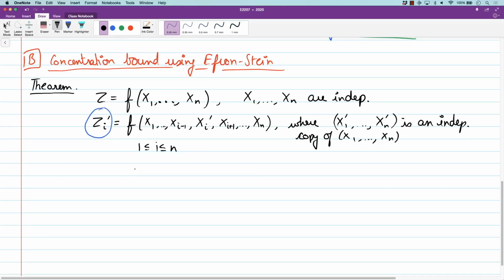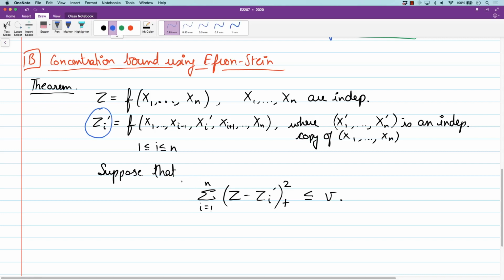So what we assume is that suppose the summation i equal to 1 to n of (Z minus Zi prime) squared, and let's just take the positive part of it. Remember, from symmetry we can have this term showing on the right side of Efron-Stein inequality. This guy is less than or equal to v. So this is sort of the proxy for the variance that we have. So this is the assumption.